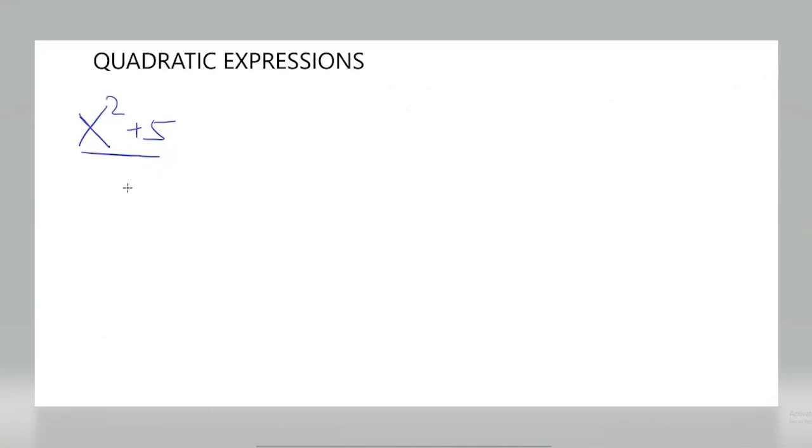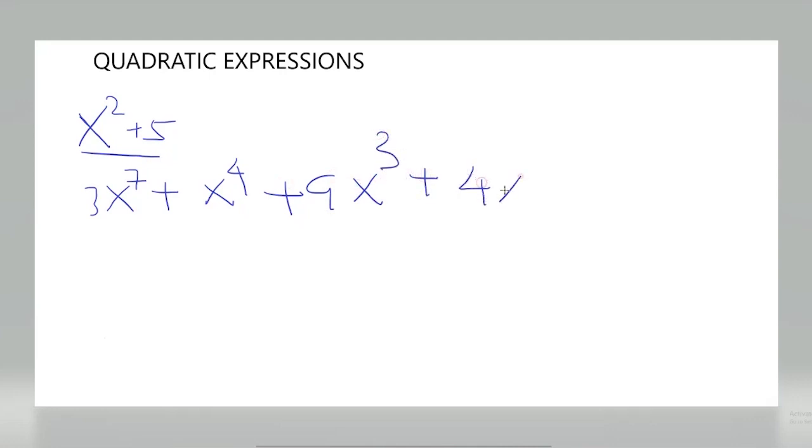Now compare with this one. Maybe 3x power 7 plus x power 4 plus 9x power 3 plus 4x plus 2. Among these, in this expression, what is the highest exponent? Of course, it is 7, because here there's 4, 3. So the highest exponent is 7, and this one is not a quadratic expression.